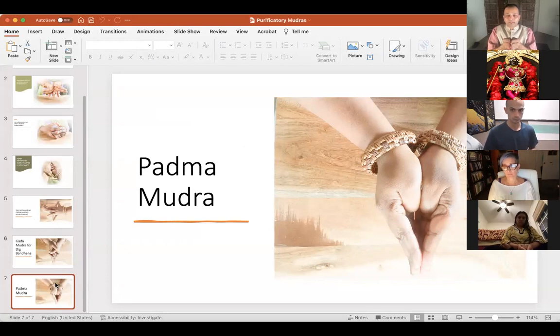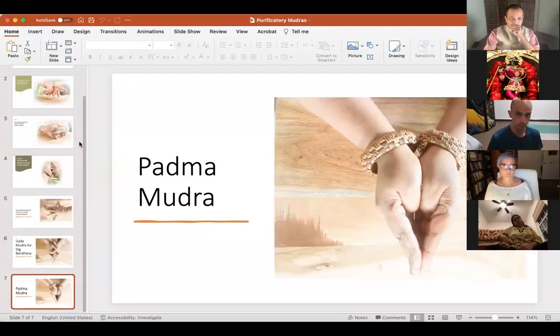So Padma Mudra is easy, like the lotus. Shanka Chakra Gada Padma. So like this. Right? So this is easy. Shanka Chakra Gada Padma. All right.